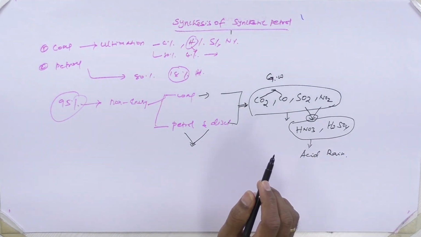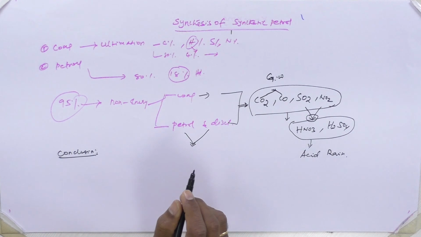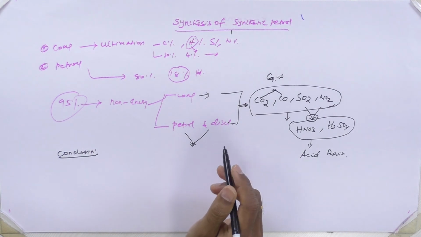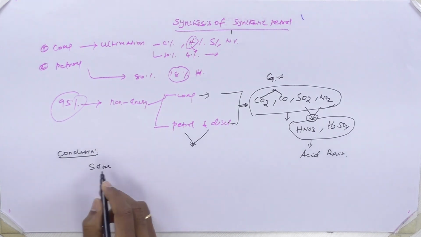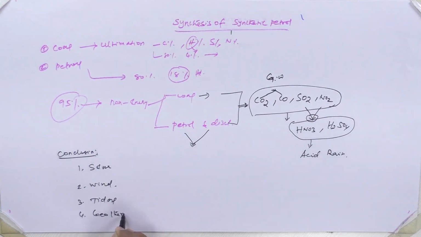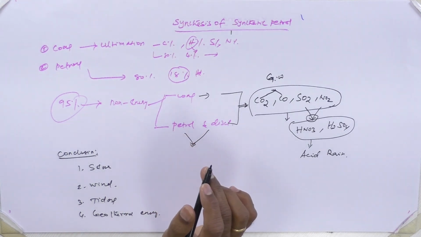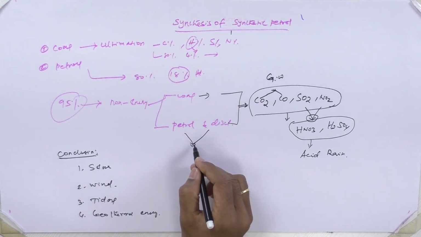So, as a conclusion, we will try to minimize the utilization of fossil fuels like coal and petroleum products, and we will try to utilize renewable resources like solar energy, wind, tidal energy, and even geothermal energy as much as possible. It doesn't mean that we have to stop the usage of fossil fuel. It is well known that we should use the resources only in a judicious manner. That is called sustainable development.